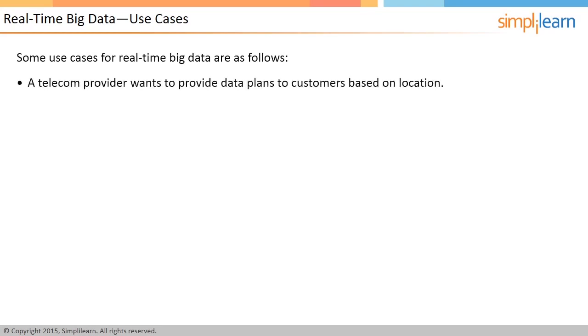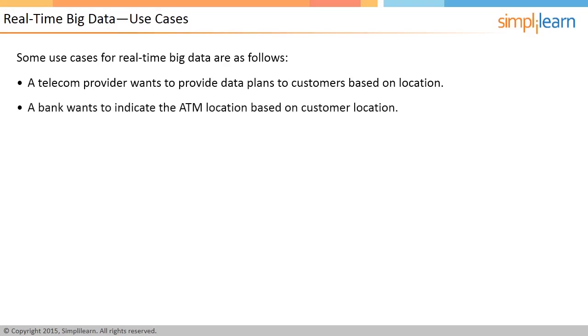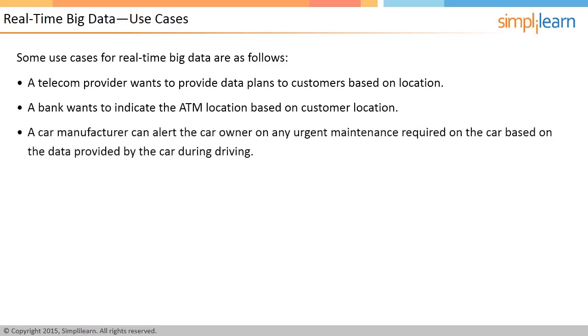A bank wants to indicate the ATM location based on customer location. Here, the customer location data is received in real time and a recommendation has to be made immediately. A car manufacturer can alert the car owner on any urgent maintenance required on the car based on the data provided by the car during driving. Measurement data of various sensors in the car has to be streamed to the car manufacturer in real time.